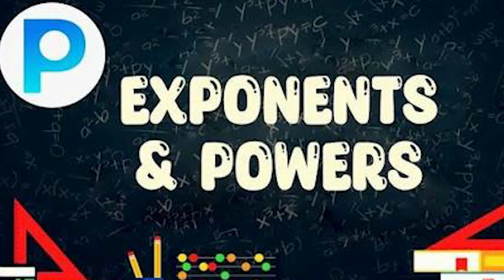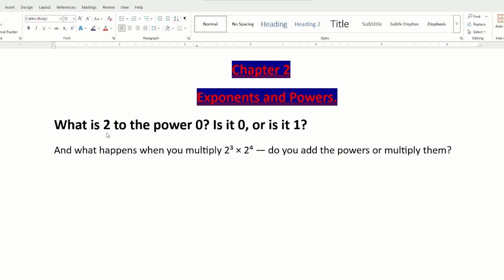Hi everyone, today our topic is exponents and powers. What is 2 to the power 0? Is it 0 or is it 1? And what happens when you multiply 2 raised to power 3 by 2 raised to power 4? Do you add the powers or multiply them? If you are not 100% sure, stay till the end because by the end of this video, exponents will feel like basic addition. Let's go.